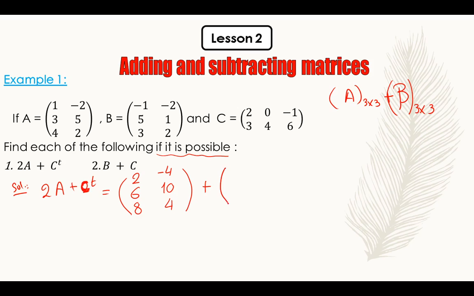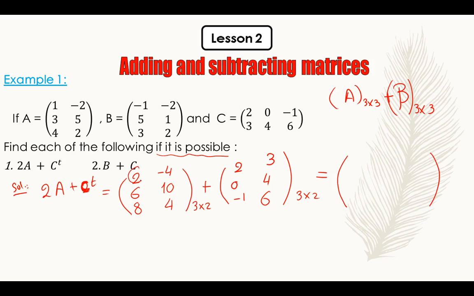So we have to find the transpose of the matrix C, and it will be 2, 0, negative 1. This is the first row, which will be the first column, and the second row will be the second column. You can see that the first matrix is of order 3 times 2, and the second matrix is of order 3 times 2 also. So it is possible to find the addition of the two matrices.